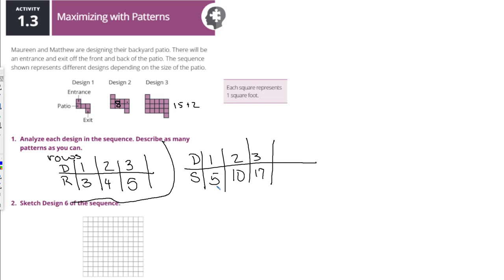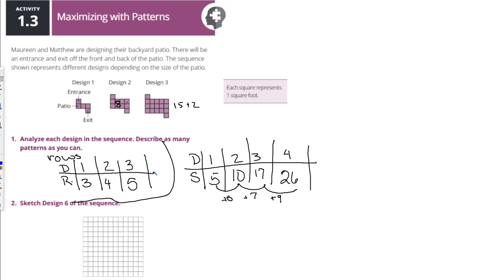So what are we increasing the number of squares by each time? So we added 5 here. We added 7 here. So what do we think we're going to add to the next one? 9. And so the next one is going to be 26 on design 4. And so there's a lot of different ways you can think about how we are increasing the number each time. So let's kind of design 6.